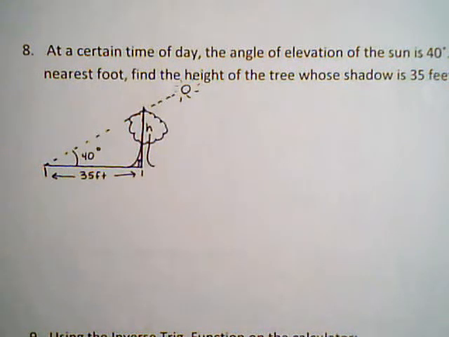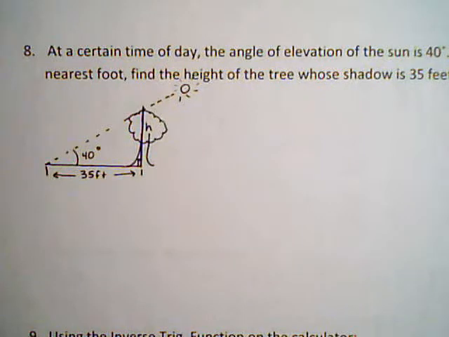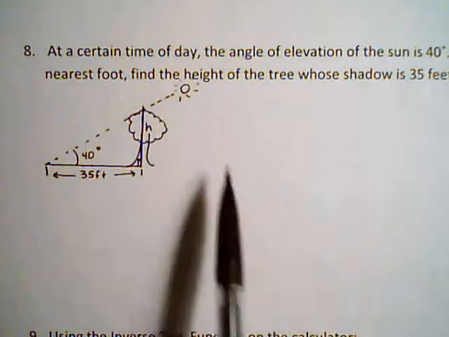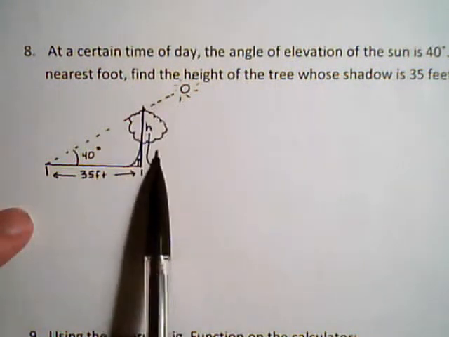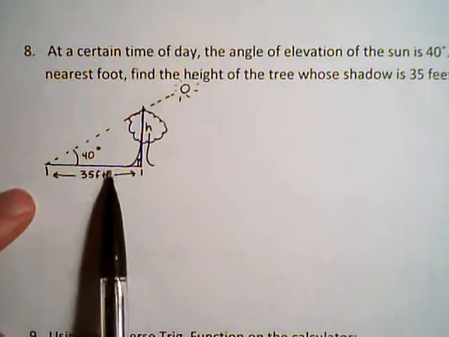Number 8 is the same type of problem as we did on number 7. It's just more of an application type problem. It says at a certain time of day, the angle of elevation of the sun is 40 degrees. To the nearest foot, find the height of the tree whose shadow is 35 feet long.